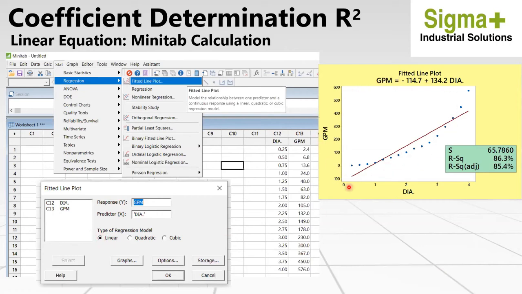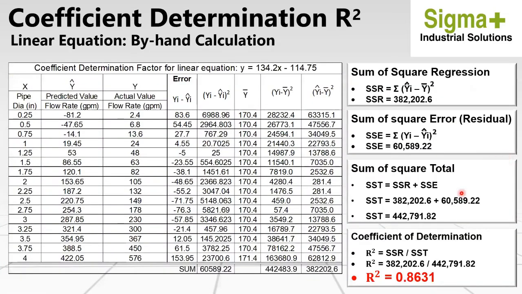So Minitab will give me that very nice figure, and here I have my R squared, the coefficient of determination, 86.3%, which is the same result that we calculated manually.